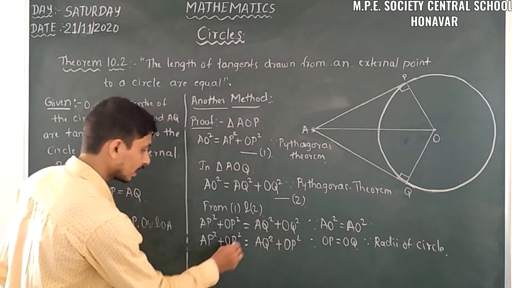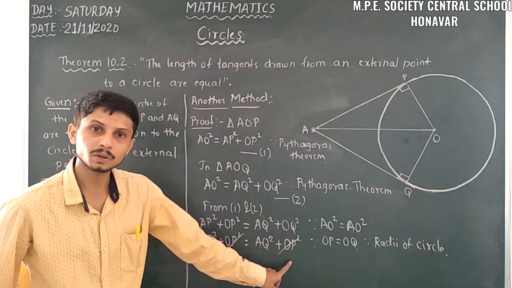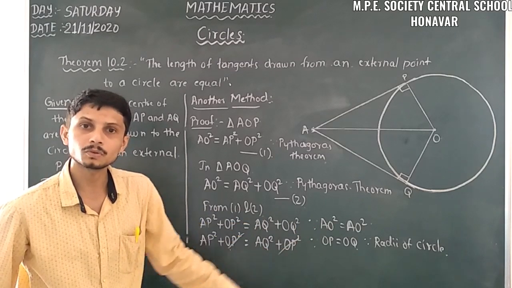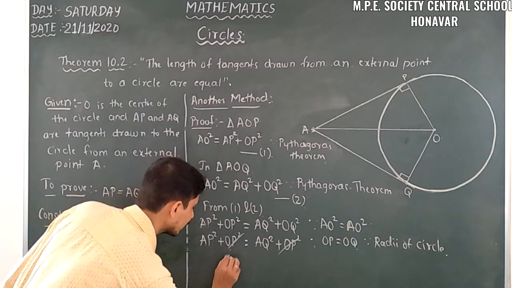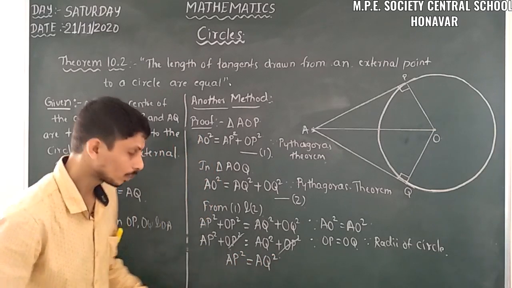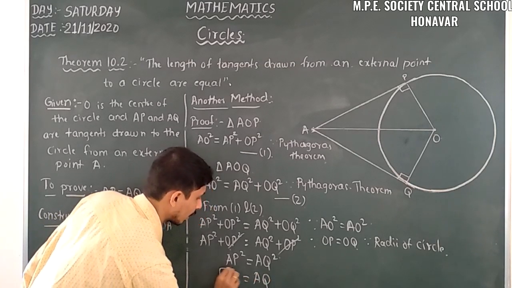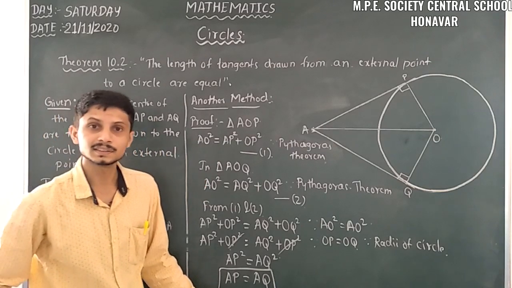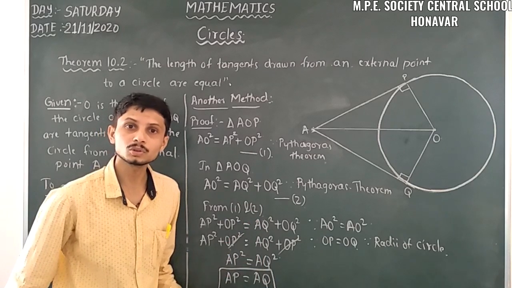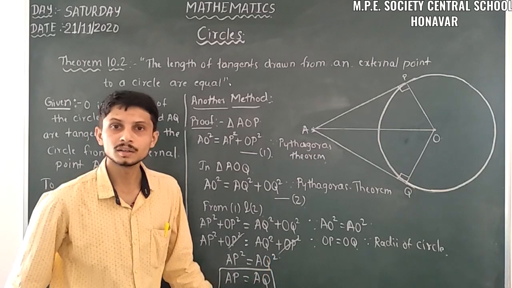Then OP square and OP square get cancelled. When we transpose, OP square becomes minus OP square and cancels. So remaining, AP square is equal to AQ square. Taking the square root, AP is equal to AQ. That means the lengths of the tangents drawn from an external point, we have two tangents, those two tangents are equal in length.